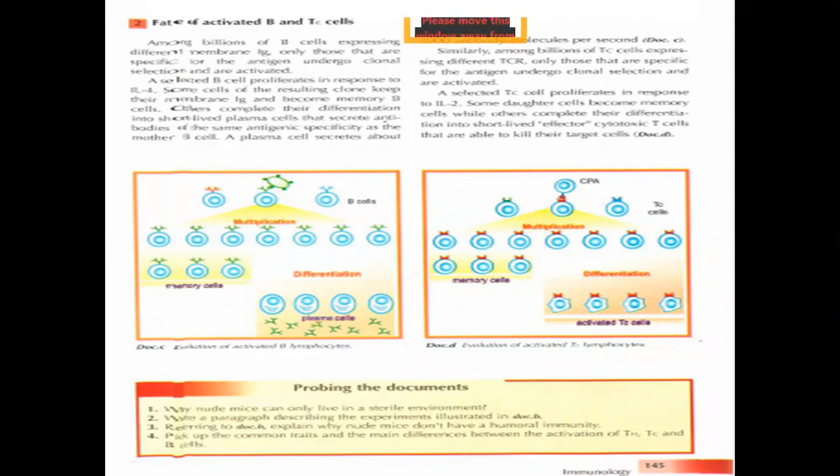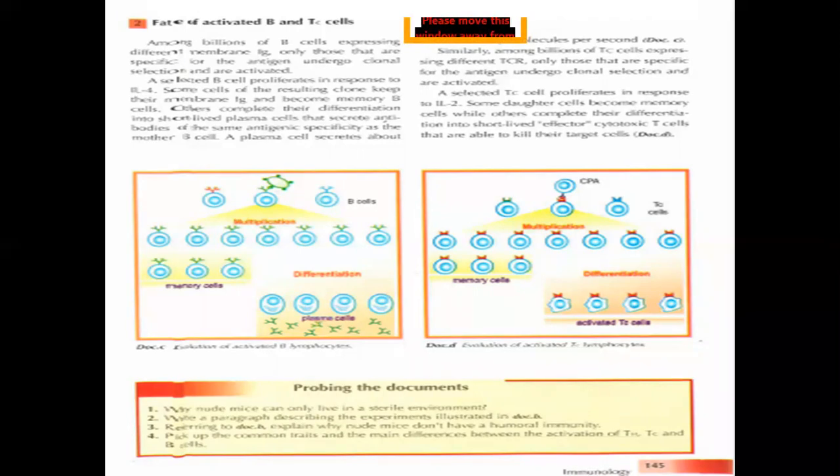Among billions of TC cells expressing different TCR, only those that are specific for the antigen undergo clonal selection. Selected T cells proliferate when interleukin 2 is secreted by the T helper. Some of them become memory cells, and others differentiate into T cytotoxic cells or effector T cells that kill other cells and secrete the enzymes that kill them.